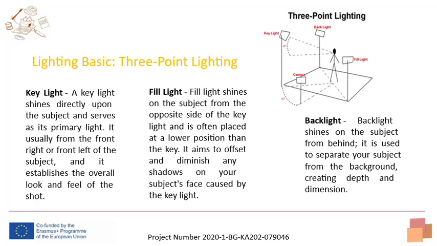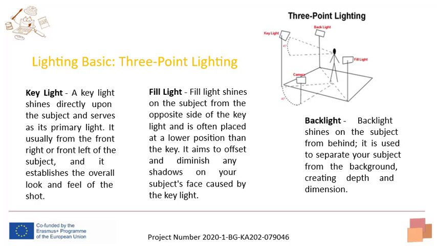Lighting basics. Three-point lighting. Key light. A key light shines directly upon the subject and serves as its primary light. It is usually placed at the front right or front left of the subject, and this establishes the overall look and feel of the shot. Fill light.